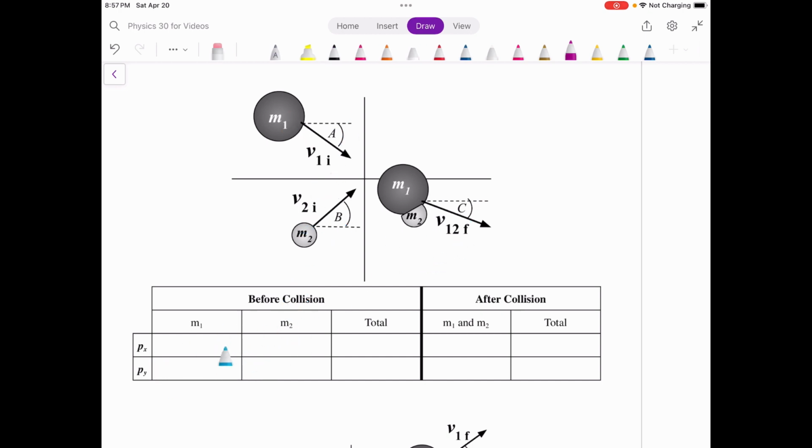Think about what the momenta would be before and after in expressions in terms of these variables, okay? So I'll jump into this one. Let's go a bit quicker through here, okay? I'm going to split M1 and M2 into its x and y components, and then we'll put those momenta into the table. Here we go.